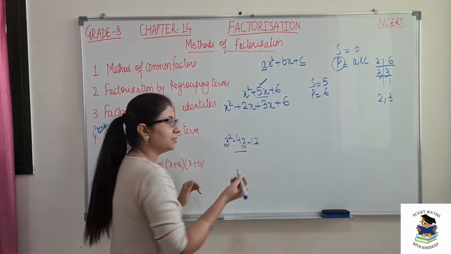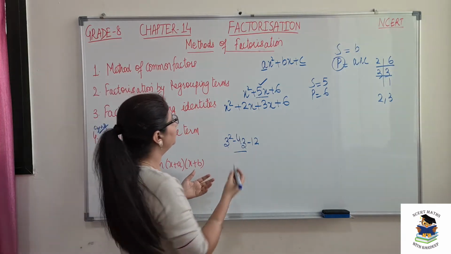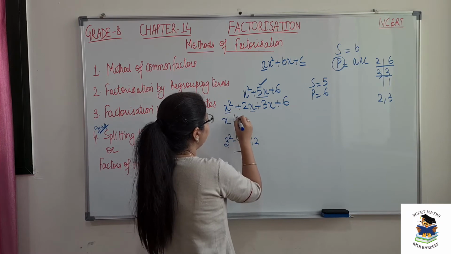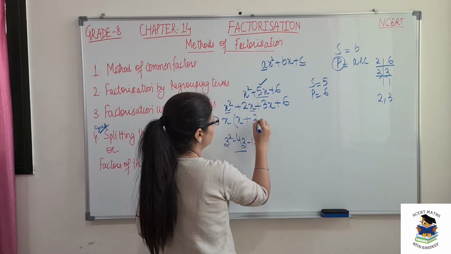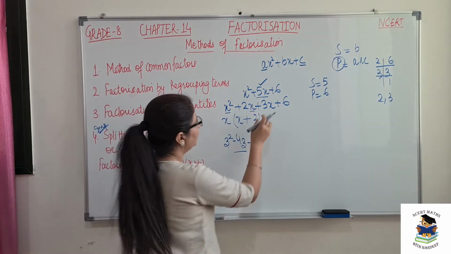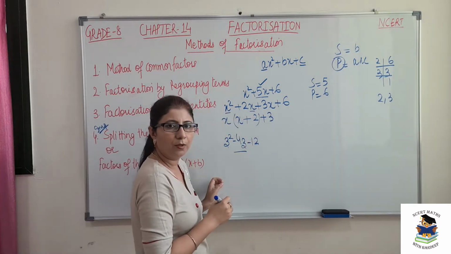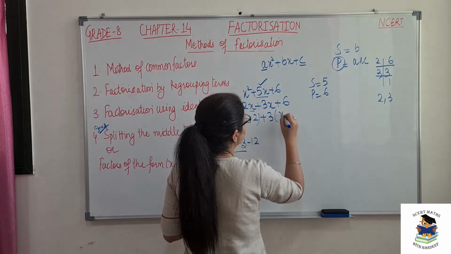Now this is the same method, that is regrouping or taking common. So what is common in this? This is x, and inside will be x plus 2. Again, from the last two terms we can take common 3, and then this is x.